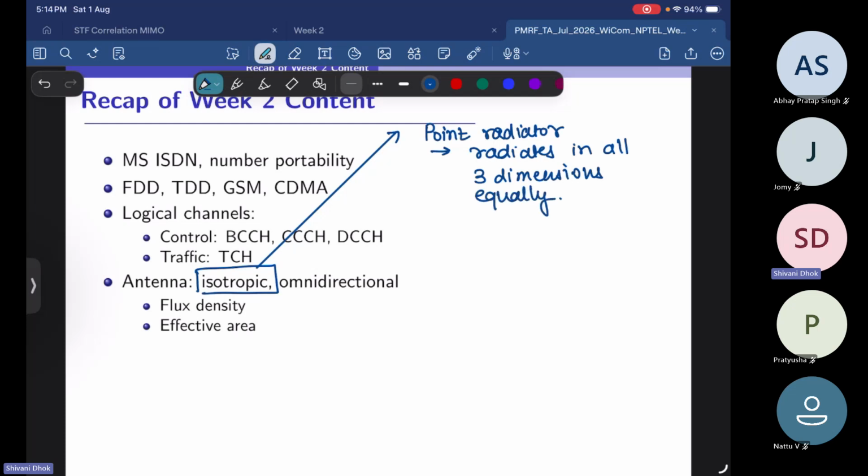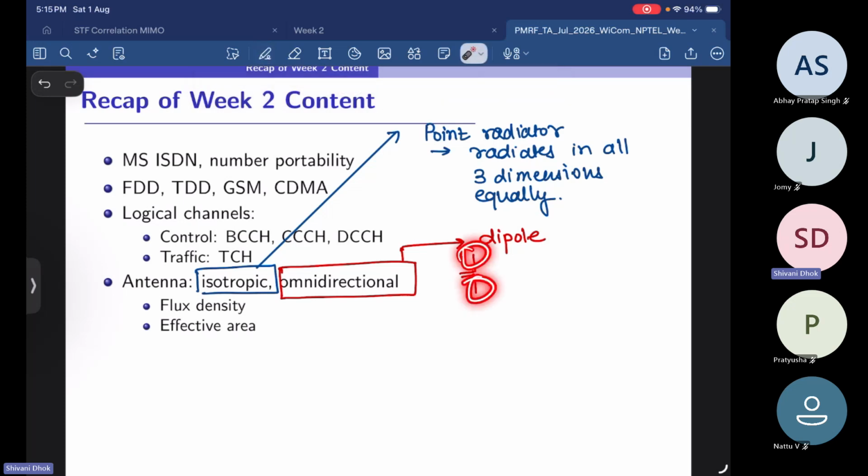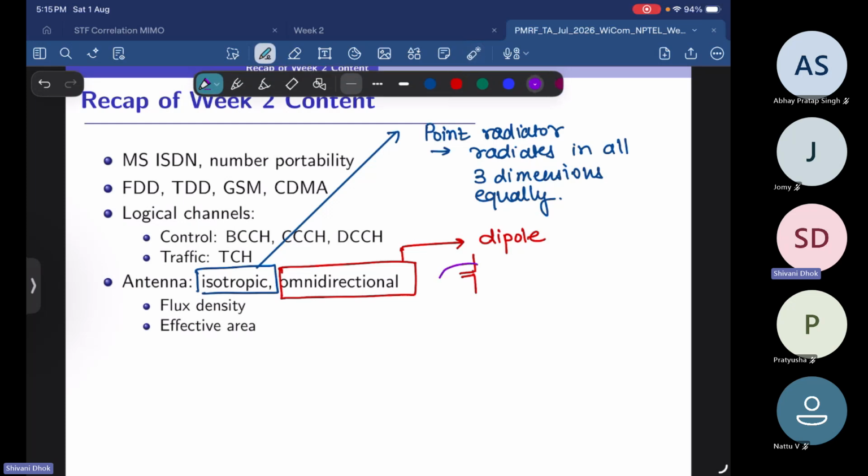This is the most ideal situation, but many times we have an omnidirectional antenna, and an example of that is a dipole. A dipole generally looks something like this. You have two poles, one here and one here, and the radiation pattern of the dipole is something like this. So it radiates equal energy along the horizontal plane. We have equal radiation along the horizontal plane.